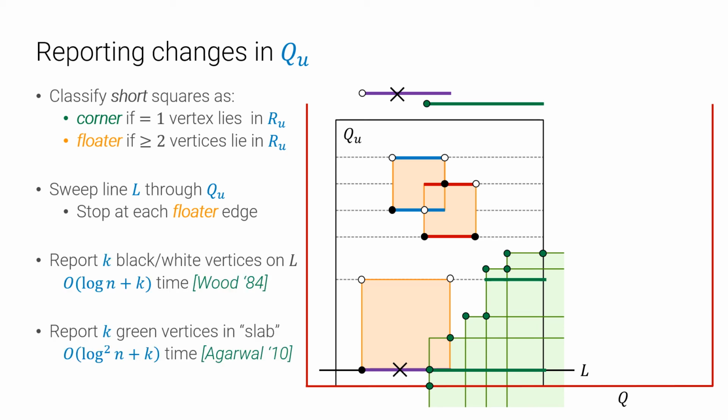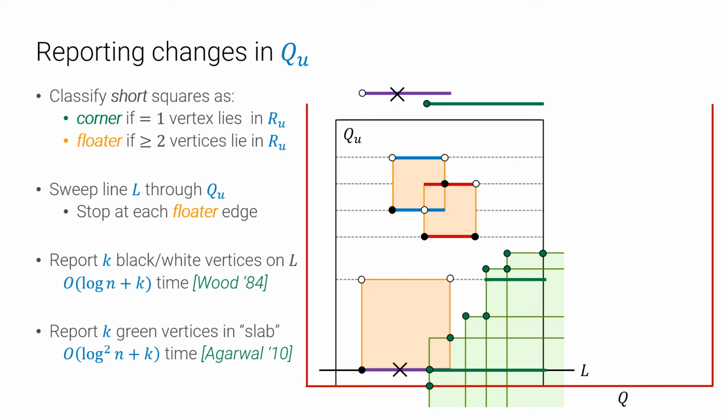Now that we've gone through that example, let's speak more generally about how much time is spent during the sweep. So in particular, when the sweep stops at a floater edge or the bottom edge of QU, we report the vertices that lie on that line in order log n plus k time. And these are the black and white vertices as shown in the previous example. This is using the data structure of Wood.